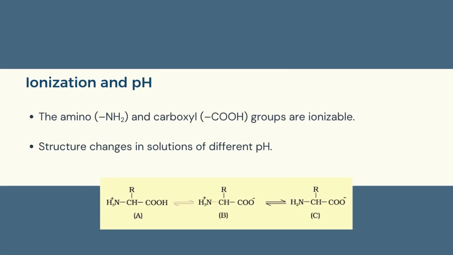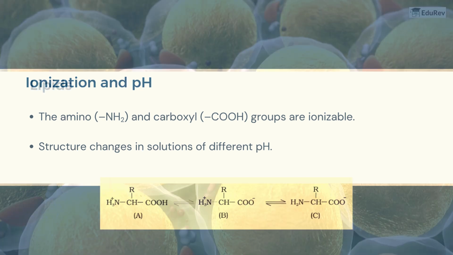Both the amino group, denoted NH2, and the carboxyl group, denoted COOH, are ionizable. The structure of an amino acid changes depending on the pH of the solution.